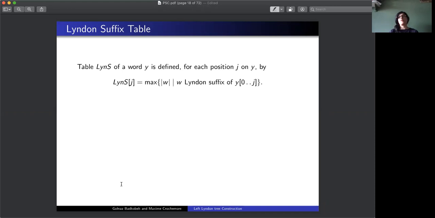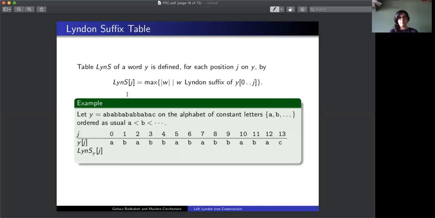So this is the informal way of defining this table, but I present a pseudocode for this algorithm, how we can build this table. This table is somehow similar or parallel to another table called LINTS, I think, in Bannai et al.'s paper, where they look at the suffixes of the word and the longest prefix of every suffix. So it's kind of a flip definition of what they had in their paper.